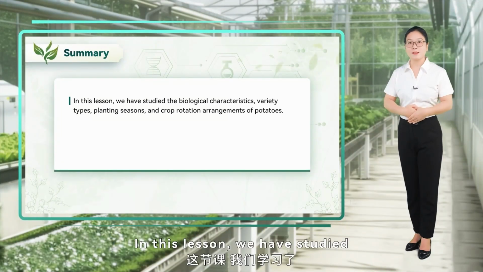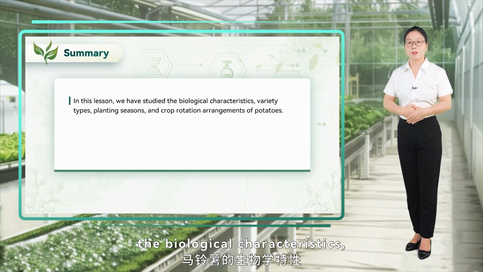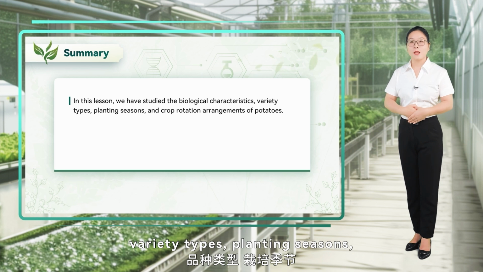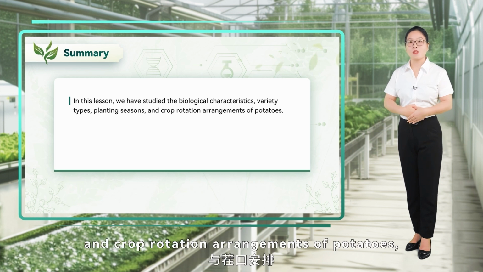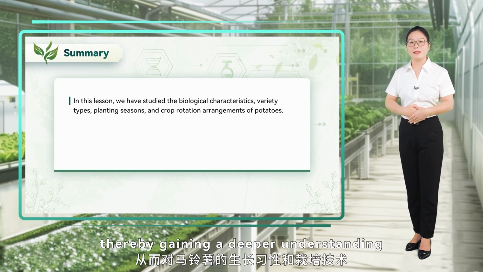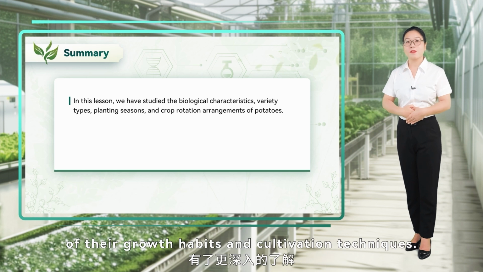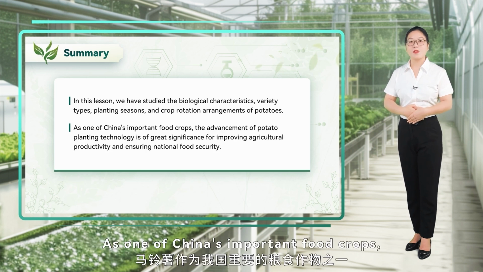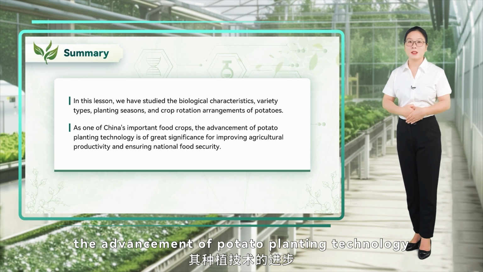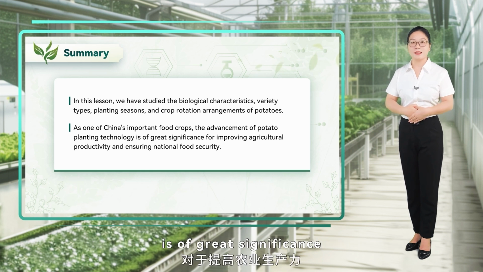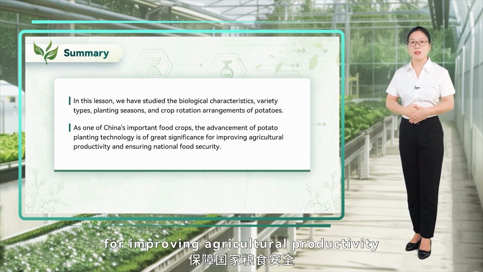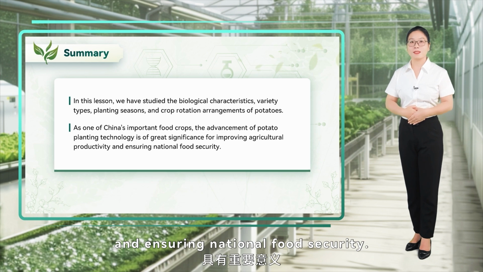In this lesson, we have studied the biological characteristics, variety types, planting seasons, and crop rotation arrangements of potatoes, thereby gaining a deeper understanding of their growth habits and cultivation techniques. As one of China's important food crops, the advancement of potato planting technology is of great significance for improving agricultural productivity and ensuring national food security.